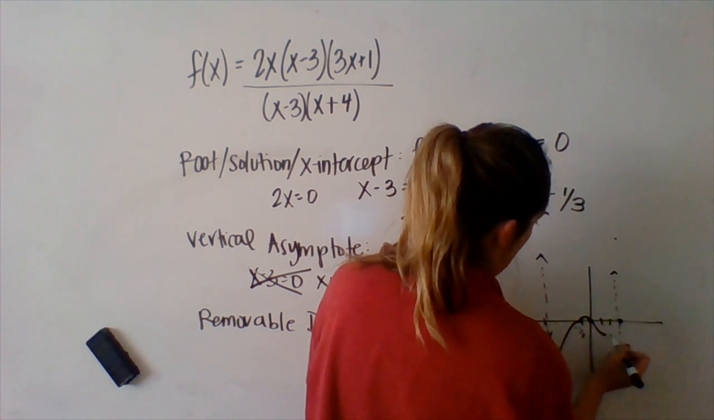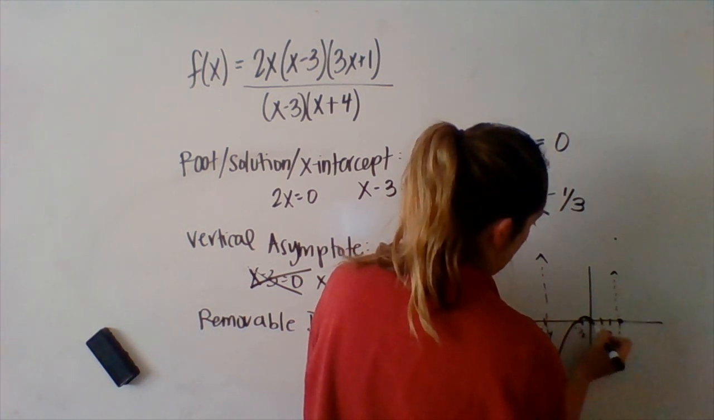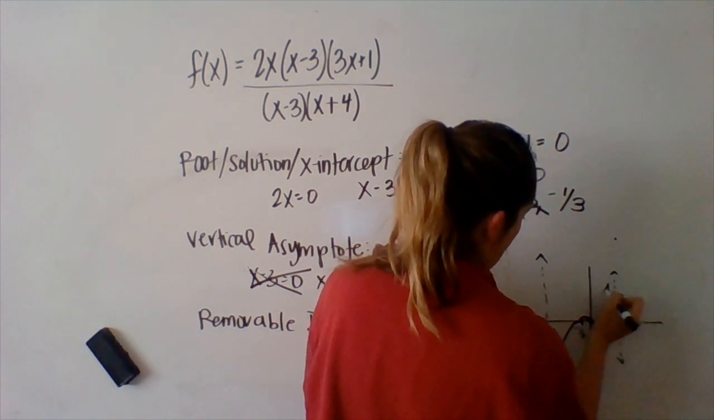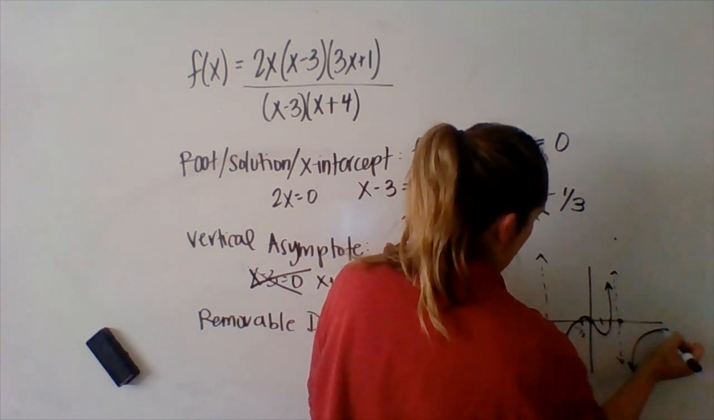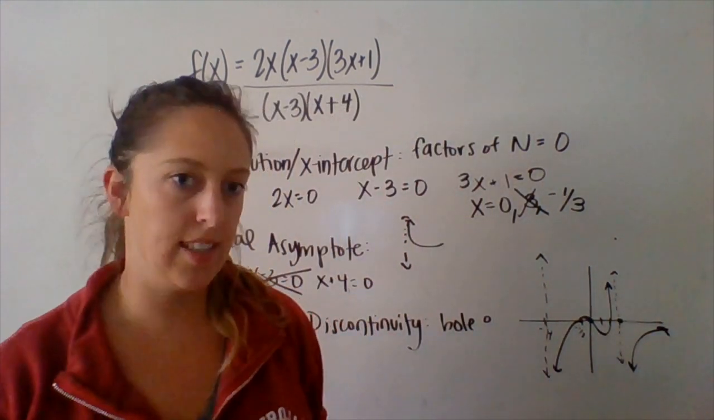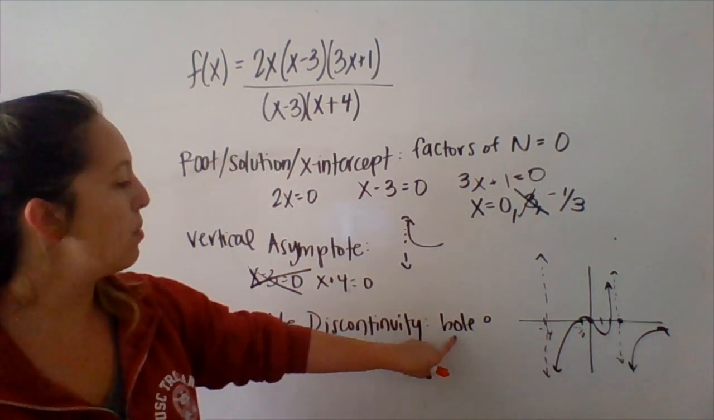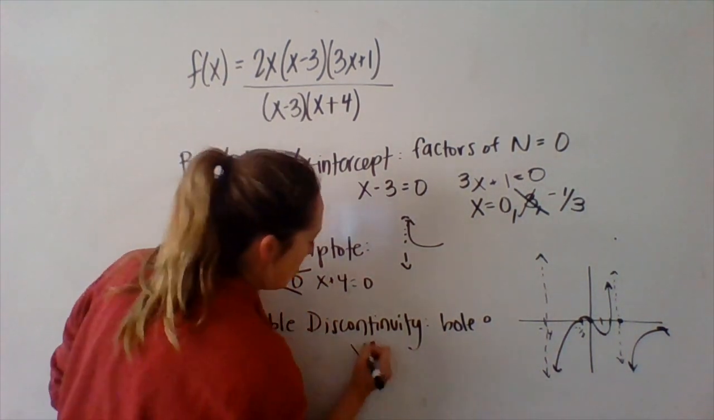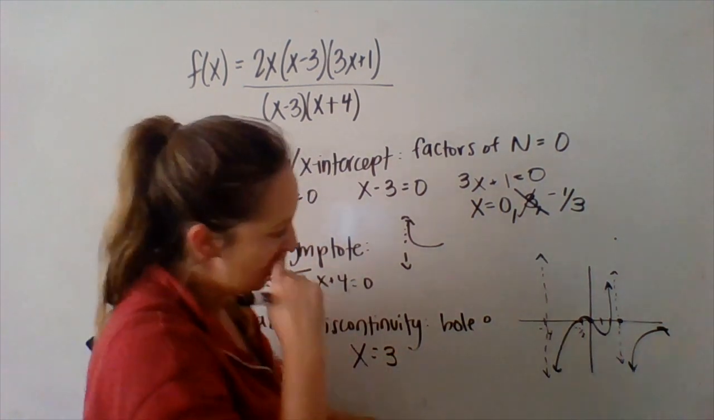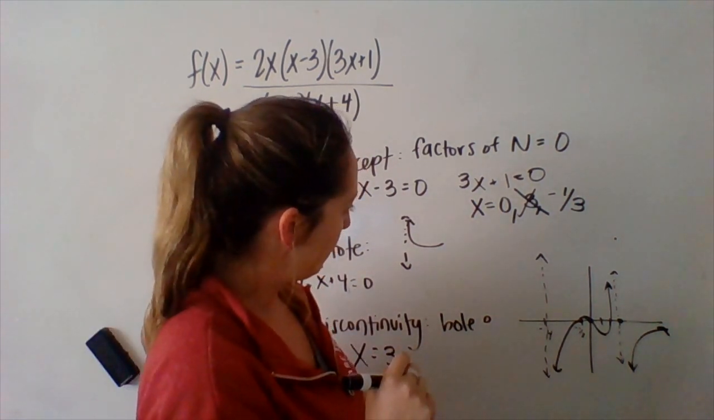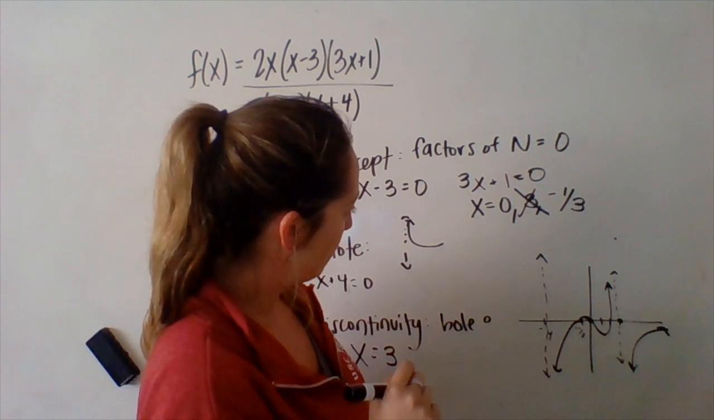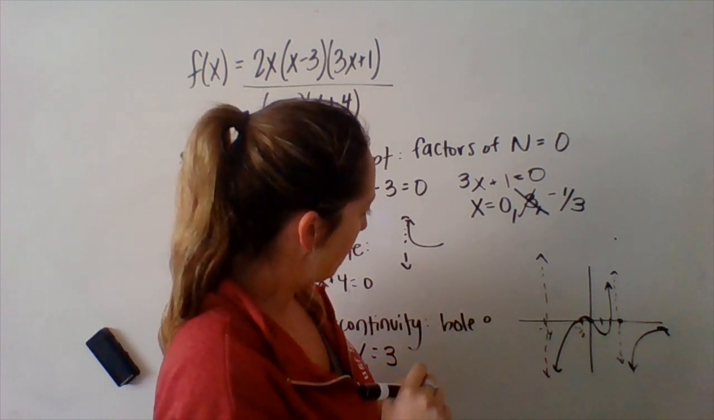like this. Okay. So if I had a graph that looked like this, for example, what we would do with the hole is we would find where, so we know that our removable discontinuity is at x equals 3.